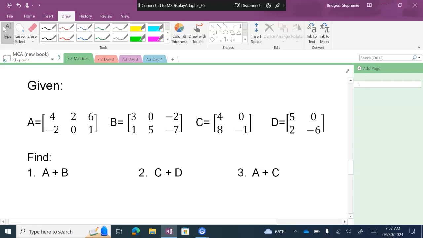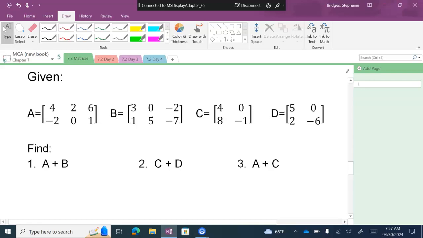Is everybody ready? This is how hard it gets. You take each element that's in the same position. So row 1, column 1, row 1, column 1. I'm going to show you with my highlighters. What's in the same place as 4 in matrix B? 3. We add those 2 numbers together. 4 plus 3 is what? 7, and that's what I'm going to put in the same position in my answer.